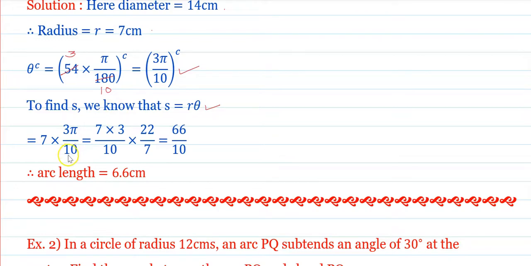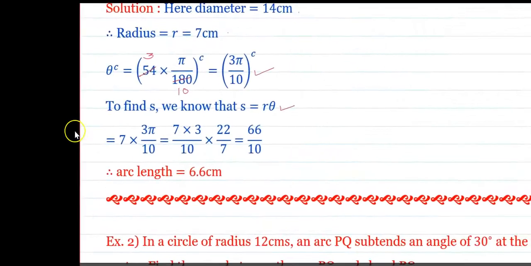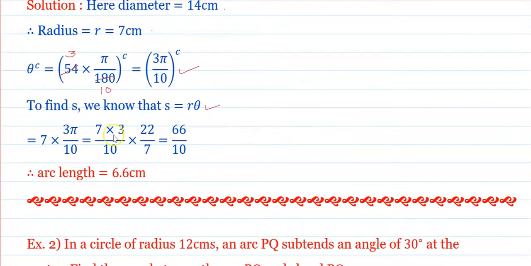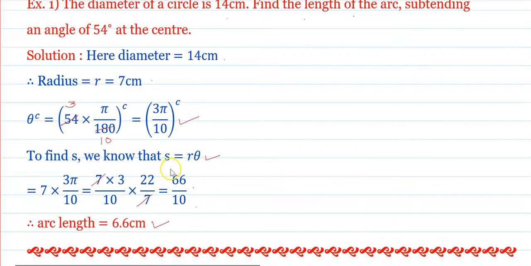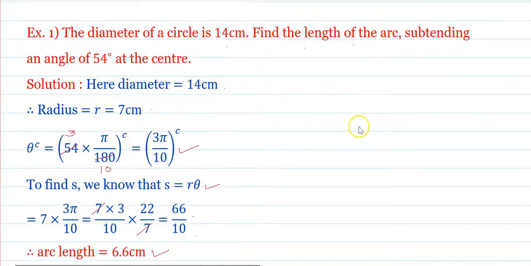Okay, now the next is the value of pi is 22 upon 7. 7 into 3 upon 10, the value of pi is 22 upon 7, and if we simplify, then you will get 66 upon 10. 7 will get cancelled. 22 into 3, 66 upon 10. Therefore, the length of arc is equal to 6.6 centimeter, and in this way, the length of arc is 6.6 centimeter.